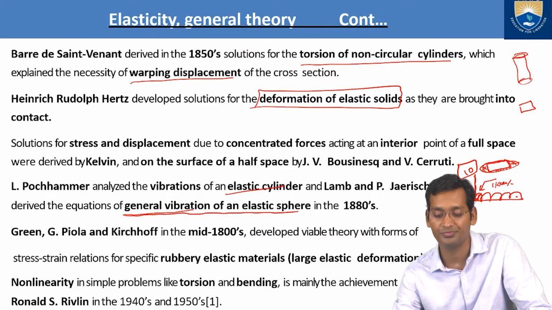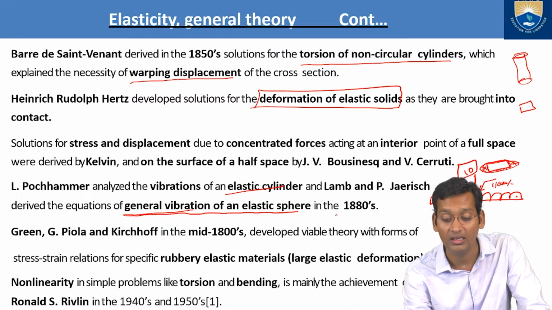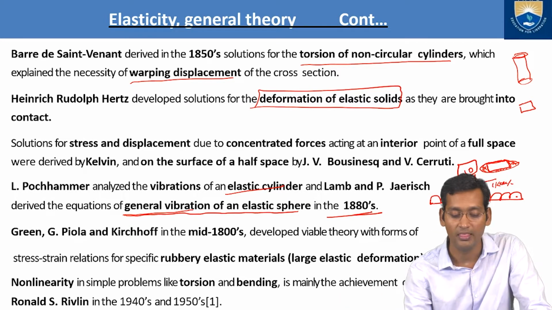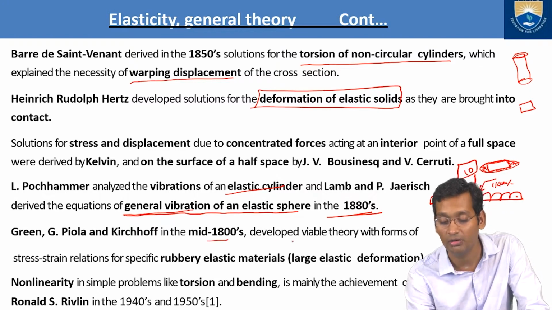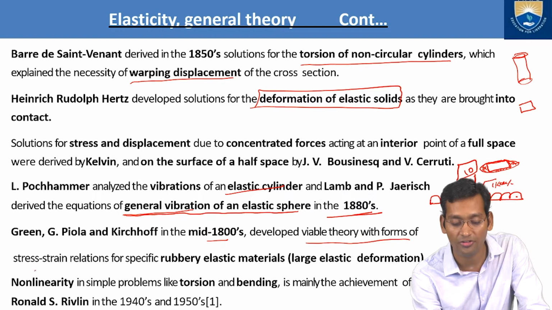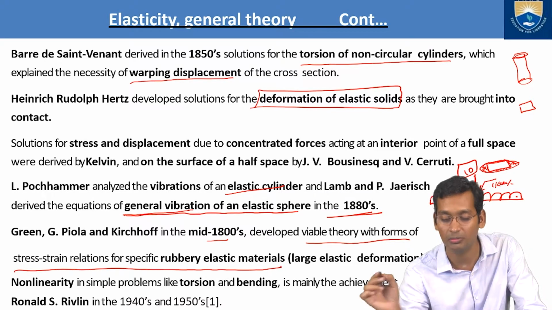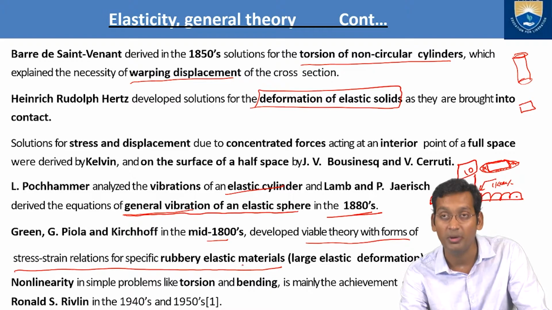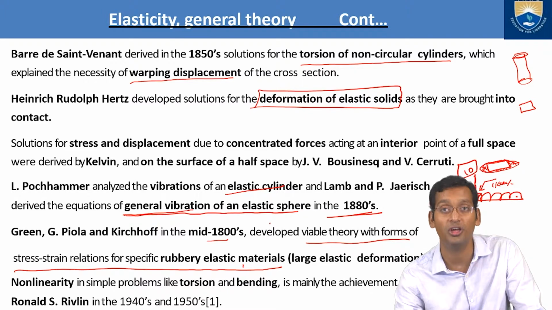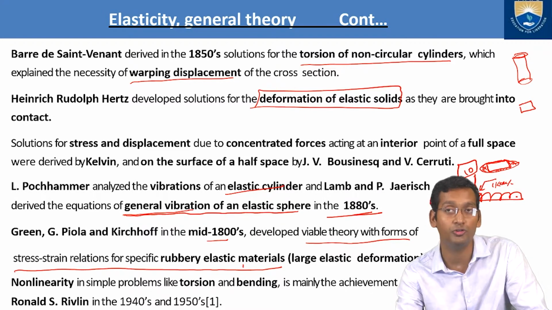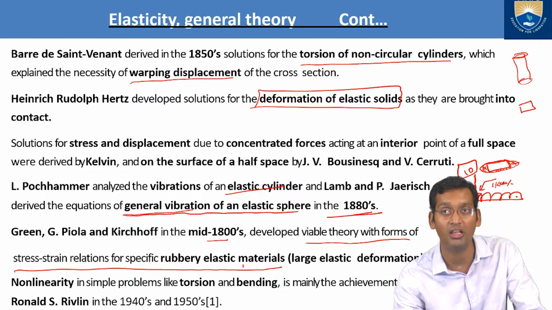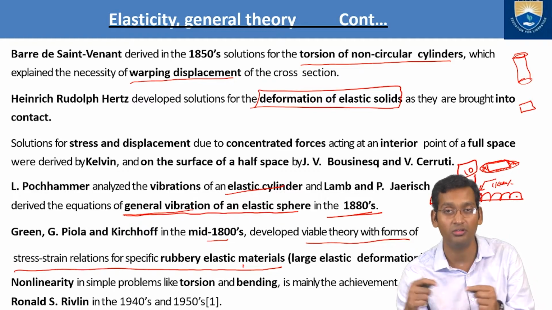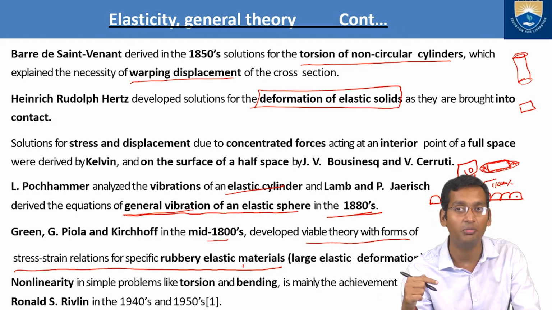So for the elastic cylinder, Poschhammer, and for the elastic sphere, the equation was found by Lamb and Jaerisch in the 1880s. Next, Green and his team in the mid 1800s developed a theory with the form of stress-strain relation for a specific rubber material. Now see here, rubber type material. Later in the mid 1800s, Green and his team found it for rubber type material also. Before that, it was only metal or cylindrical things, like cylinder and sphere. Now rubber means once we expand it, after that it will come back to the original position.